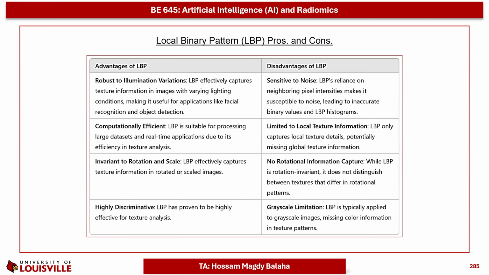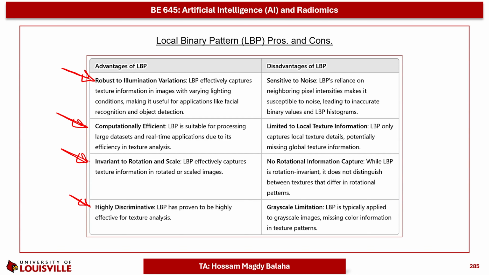local binary pattern. Local binary pattern has different advantages and disadvantages. Some of the advantages: it's robust to illumination variations. As we mentioned, it captures texture information in images with varying lighting conditions, and this makes it useful for applications such as object detection. It's computationally efficient, and it's invariant to rotation and scale, as we saw in the previous couple of examples, and it's highly discriminative, and it has proven to be highly effective for texture analysis.